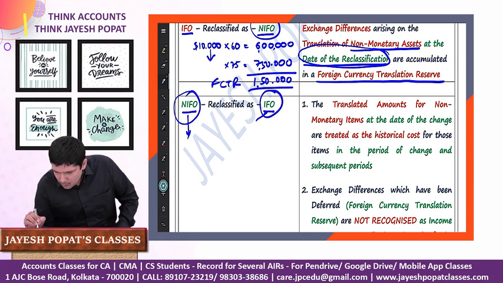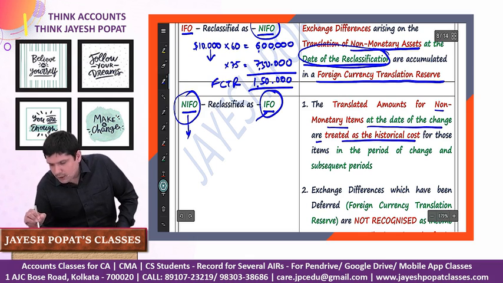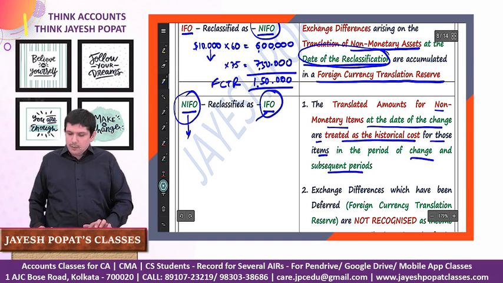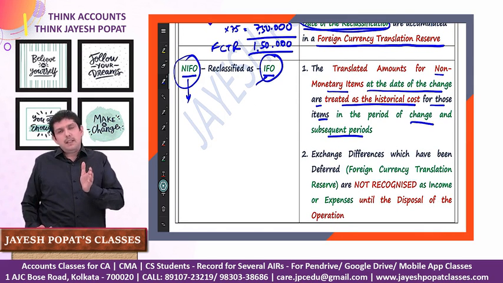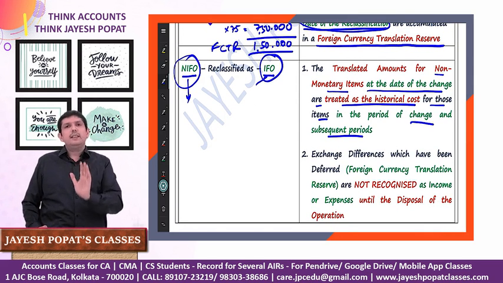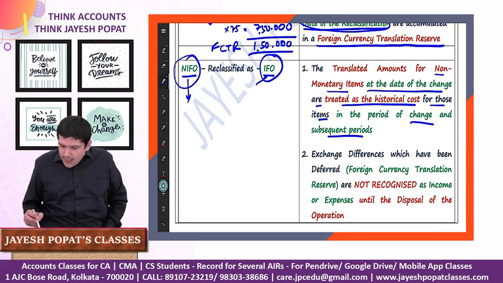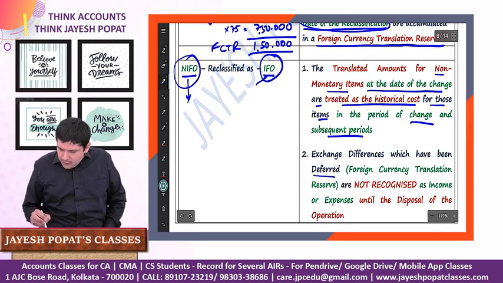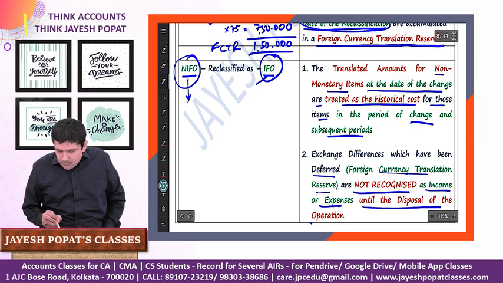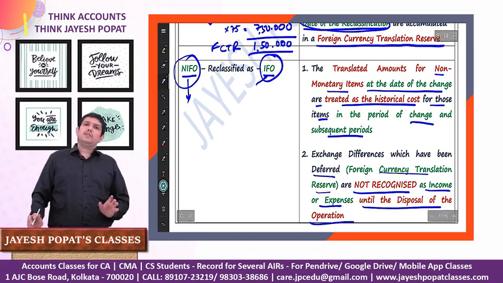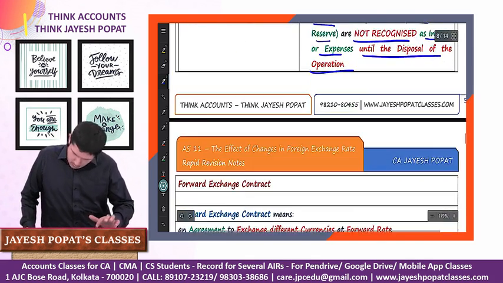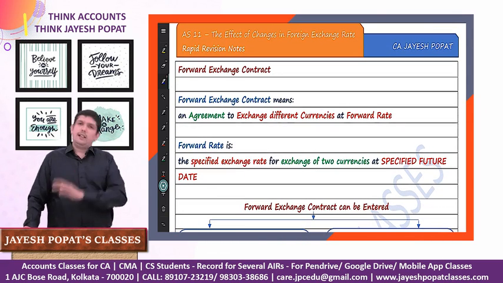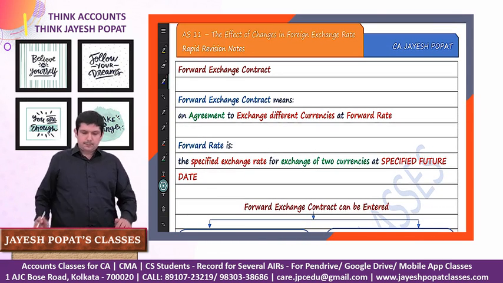So the translated amounts of non-monetary items at the date of change are treated as historical cost for those items in the period of the change and in the subsequent periods as well. So whatever value the PP&E is appearing at on the date of reclassification, that becomes its historical cost. Exchange differences that have been deferred in the foreign currency translation reserve are not recognized as income or expense till the time the operation is disposed of. So once you have transferred it into FCTR, don't play with it. Only when the operation has been disposed of, you will take it to the statement of profit and loss.